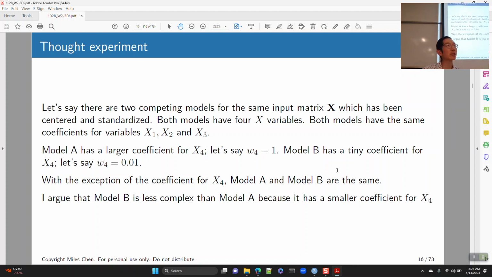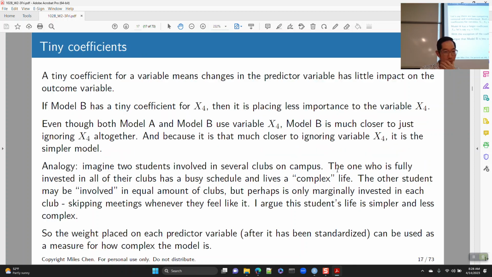Okay? And I'm going to try to argue that model B is less complicated than model A, because it has a smaller coefficient, all right? Other than this coefficient for W4, model A and model B are the same, and I'm going to argue that model B is less complicated because its W4 coefficient is smaller, okay? When you have a tiny coefficient for a variable, changes in that predictor variable have less impact on the outcome variable, right? So if model B has a tiny coefficient for X4, it's placing less importance on X4, considering the variables have been centered and standardized.